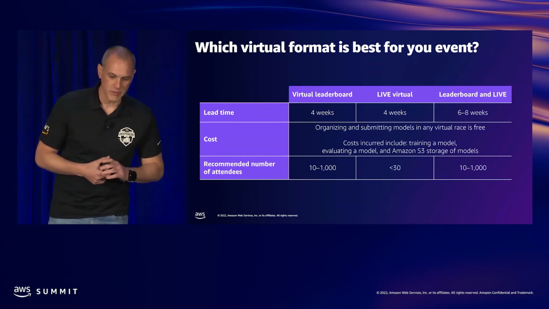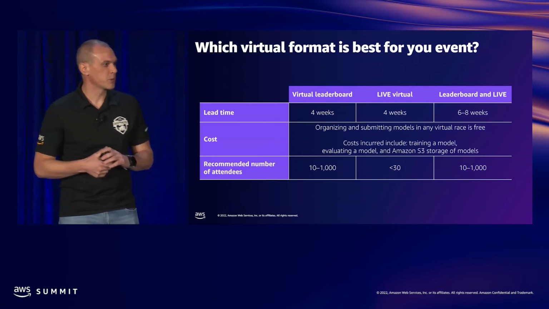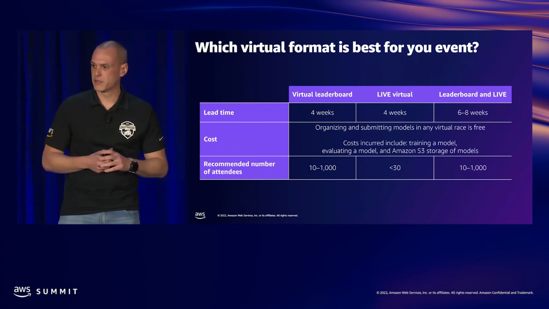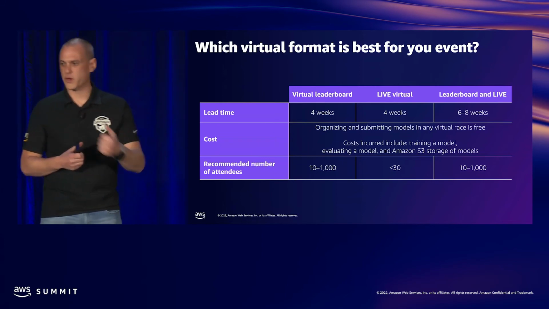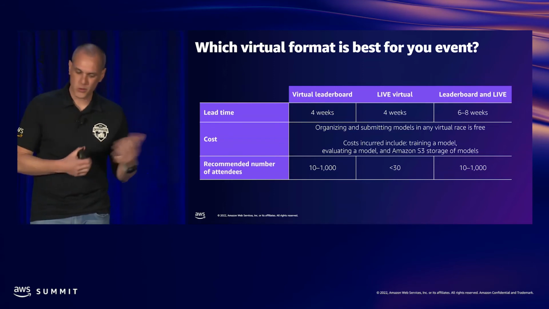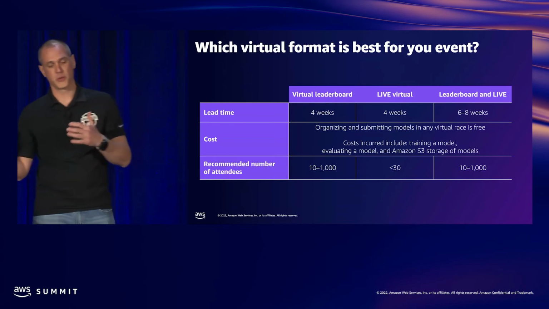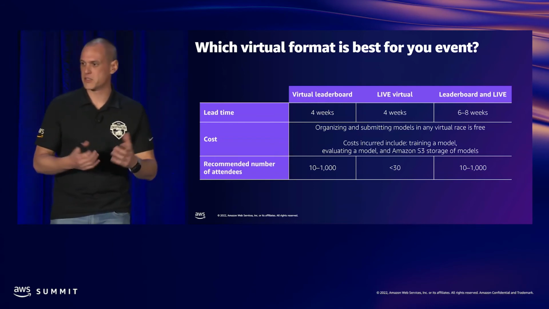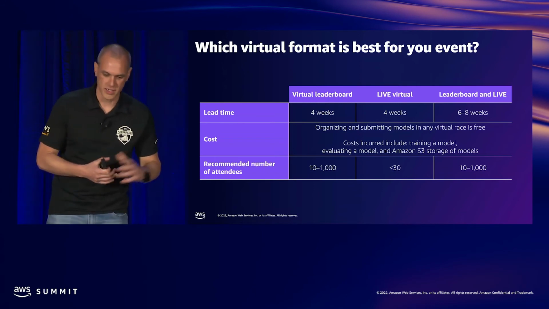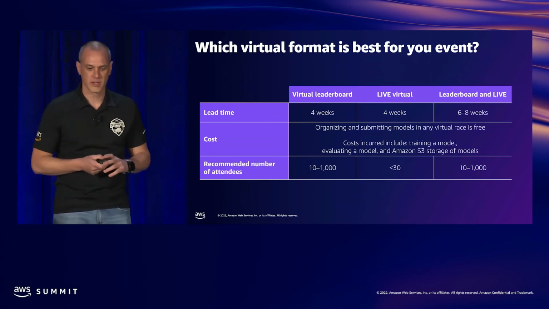The basics of an event is that you need to plan for between $30 and $50 per participant, and this is for training and storage of their models. Model training is around $3.50 per hour, and storage is 0.23 cents per gig, standard S3 storage costs. Okay, so it's kind of what you need to plan for the event.